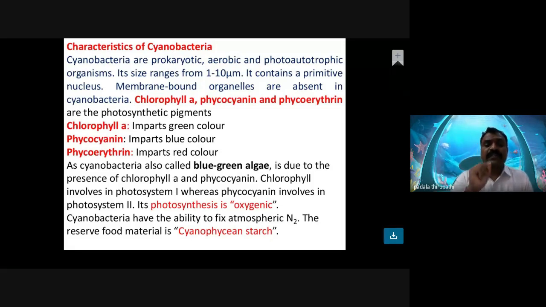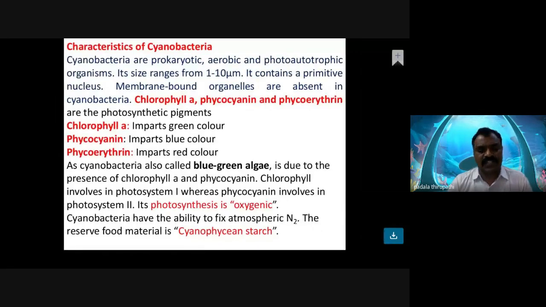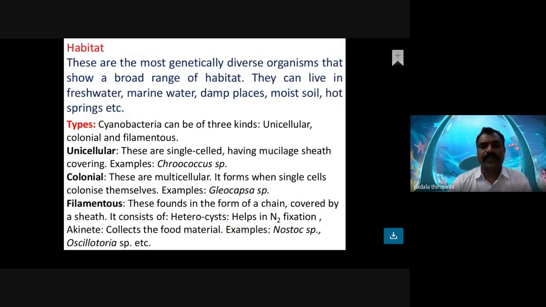So that's why these cyanobacteria members are also used as biofertilizers. Very, very important, my dear friends. And the reserve food material of this cyanobacteria is cyanophycean starch or myxophyceous starch. This is the reserve food material.